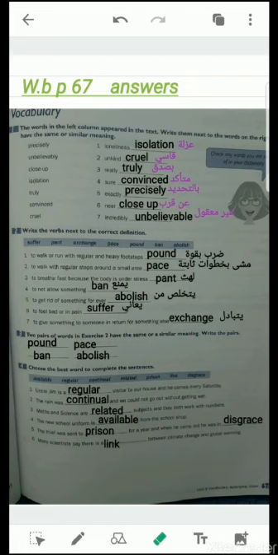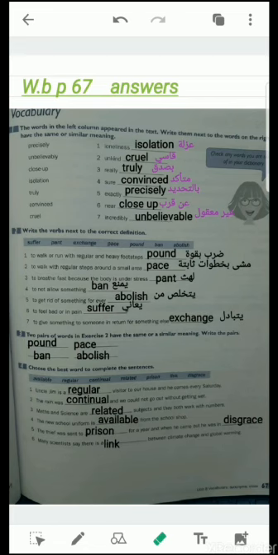In English we call this synonyms, which means المرادفات, more than one word with the same meaning. The words are precisely, unbelievably, close up, isolation, truly, convinced, and cruel. How can we answer such questions? By telling the Arabic meaning. If you know the Arabic meaning, you will answer this question very easily.